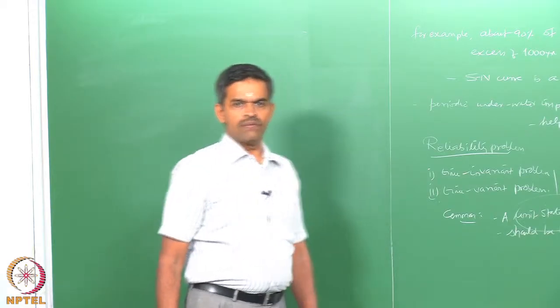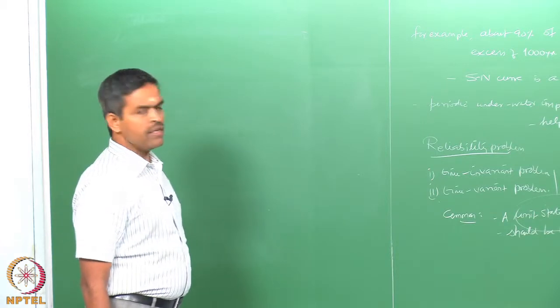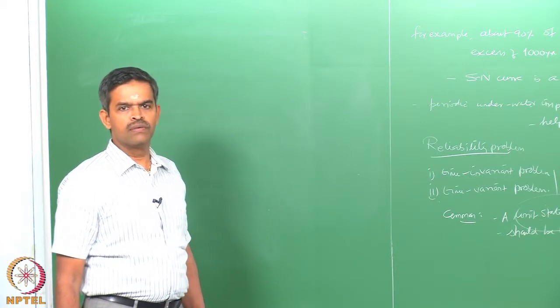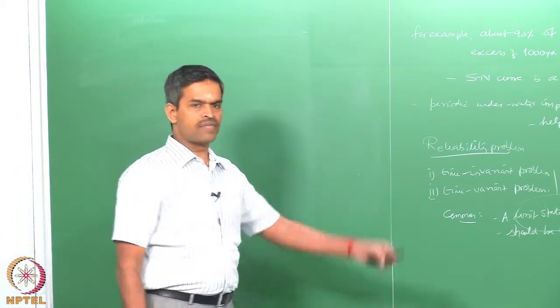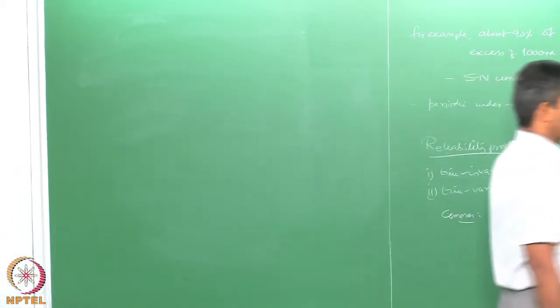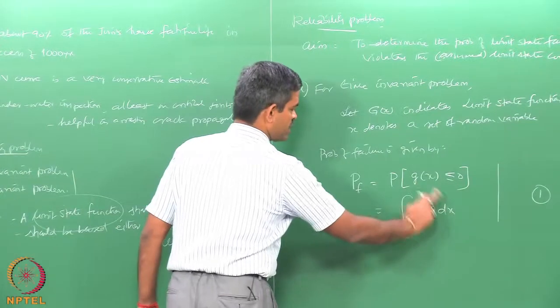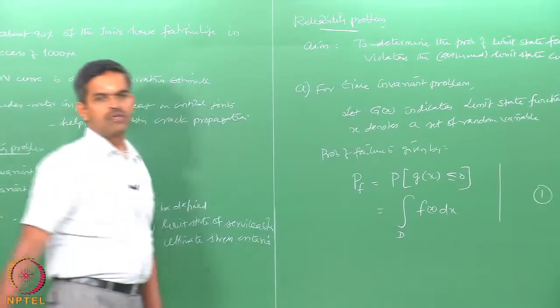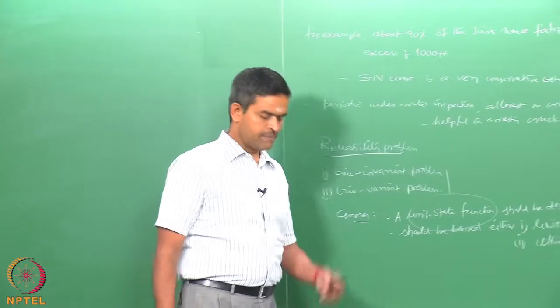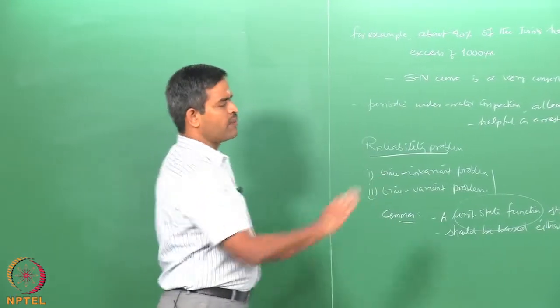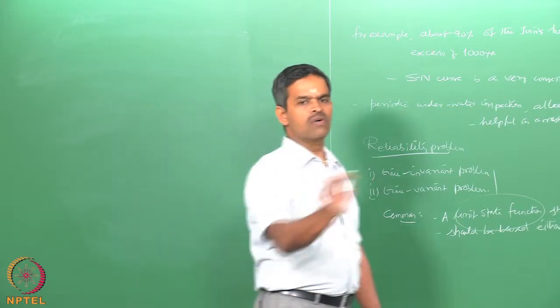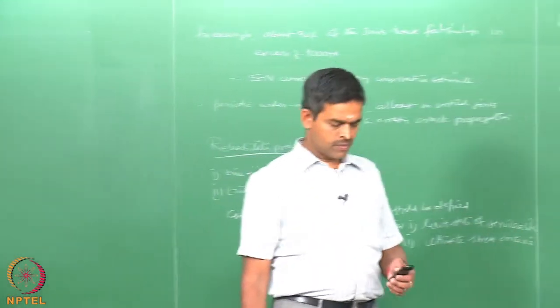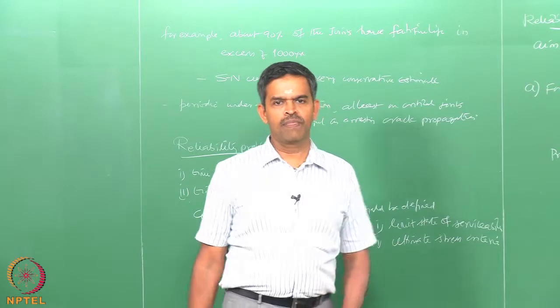In equation 1, F of x is the joint probability density function, whose integration is performed over the domain D. Once you know the probability of failure, reliability is nothing but 1 minus the probability of failure, which is the converse of the probability of failure. So, reliability can be estimated.